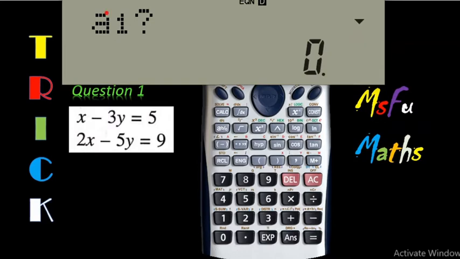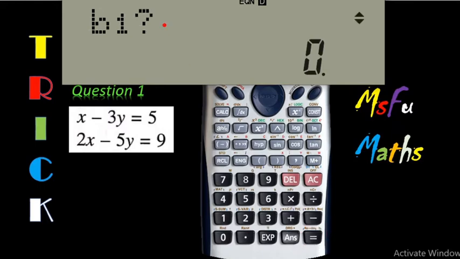Then you will see A1. If you press equals again, you can see B1 and C1. What are A1, B1, and C1? A1 is the coefficient of your x, B1 is the coefficient of your y, and C1 is the value of the constant here. A1 means the coefficient of x. If you don't see any number here, it means there is an invisible 1 there. So we write 1, and then we press equals.